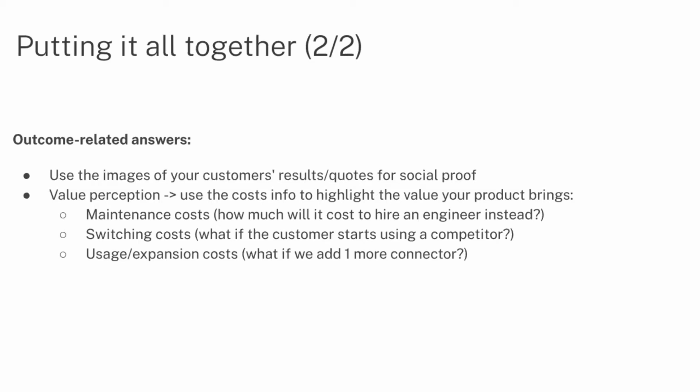So one example I really like is using the cost information to highlight the value that your product brings. So this could be maintenance cost, and I can ask, for example, how much will it cost to hire an engineer instead, to understand what's the ballpark number, how much the user is paying for their solution or the absence of this current solution. Switching costs, again, if they're switching from a competitor, how much would it cost to start using our product? And usage or expansion costs is another very important thing, because once your users started using your solution, they would probably like to use it more, and then how much would it cost them to start using one more connector to improve on their reporting.